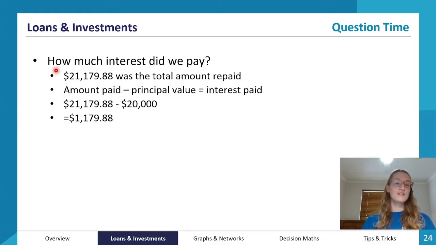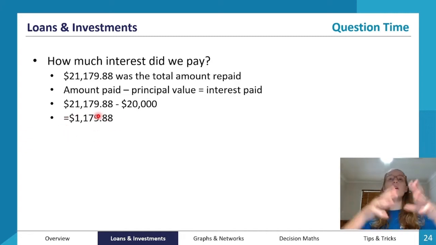And to find out the amount of interest paid, what we do is we take the amount paid back in total, which is this amount here, and take away the principal value from that. So we have $21,179.88, and we take away $20,000 from that, and that leaves us with $1,179.88. So we can see that that was the amount of interest paid, which makes sense, right?